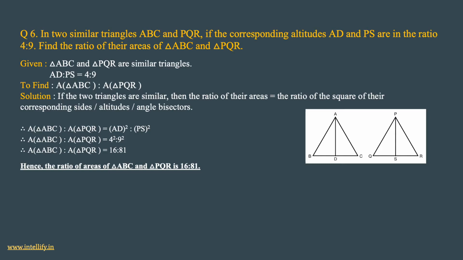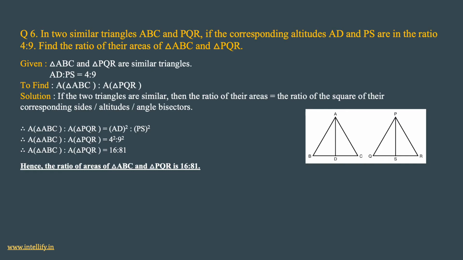As we know, if the two triangles are similar, then the ratio of their areas is equal to ratio of the square of their corresponding sides or altitudes or angle bisectors. Therefore, we can write area of triangle ABC is to area of triangle PQR is equal to AD square upon PS square. By putting the values of AD and PS, we will get the ratio of the areas of triangle ABC and triangle PQR, which is equal to 16:81.